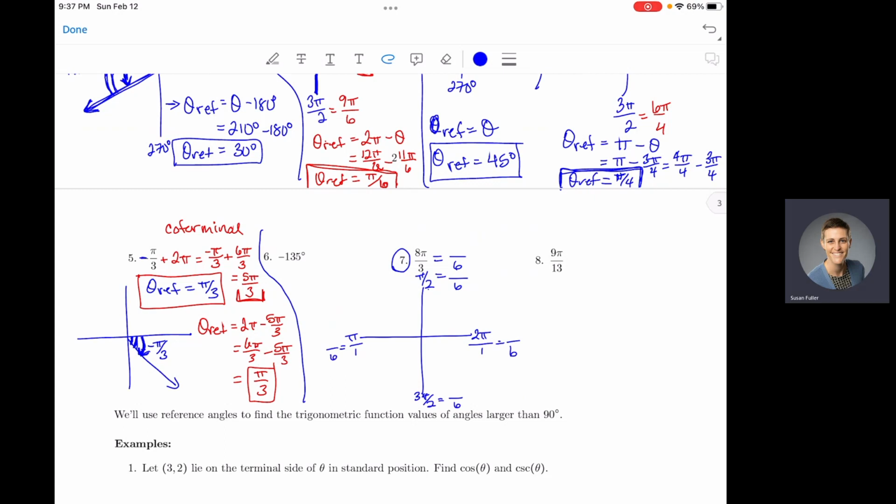Okay, so to do that, pi over 2 is going to be 3 pi over 6. Over here at pi, multiply top and bottom by 6. That's 6 pi over 6. Down here, 3 pi over 2, multiply top and bottom by 3. That's 9 pi over 6. And 2 pi over 1 is 12 pi over 6. And our original angle here of 8 pi over 3, multiply top and bottom by 2. This is 16 pi over 6. So where is this located?